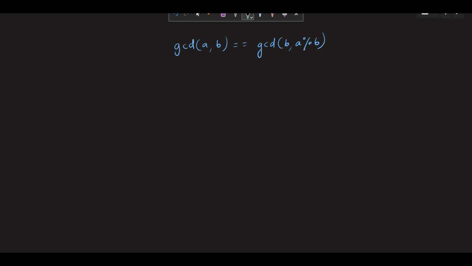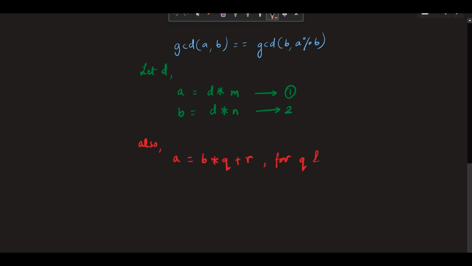Let's try to prove this. Let's say that there is a divisor D which divides both A and B. So we can say that A equal to D times M for any integer M and B equal to D times N for any integer N. Now we can say that A equal to B times Q plus R for any quotient Q and remainder R.